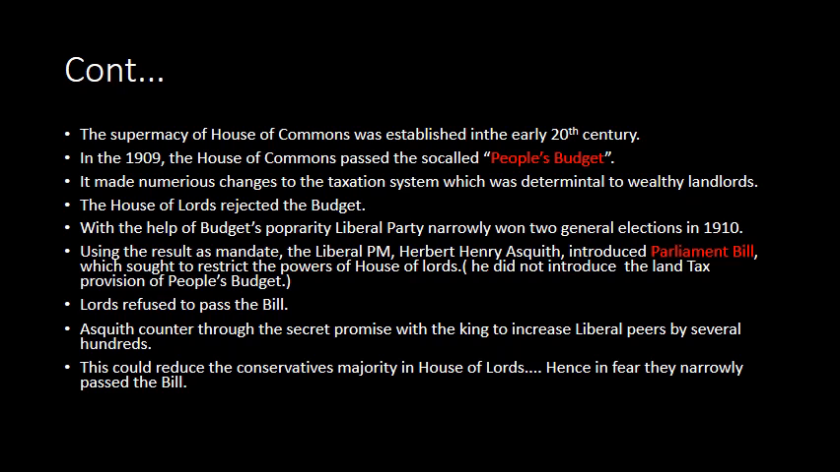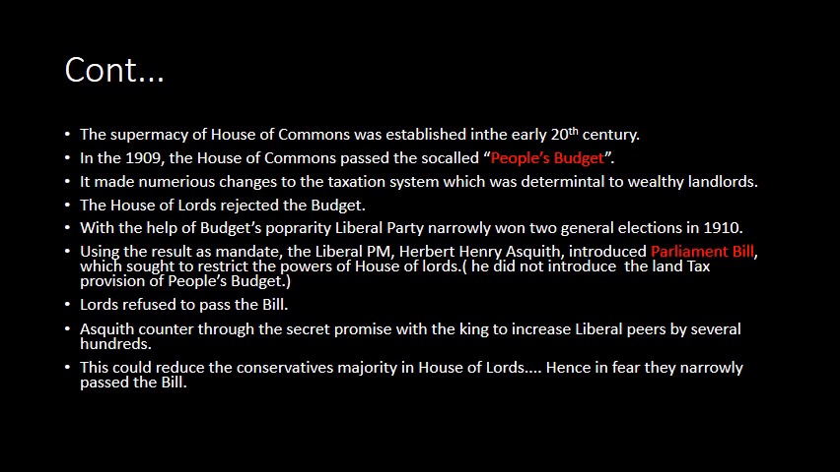This budget became very popular with the public because it was good for common people. With this popularity of the budget, the Liberal Party narrowly won two general elections in 1910. And using the result of the elections as a mandate, the Liberal Prime Minister of that time, Herbert Henry Asquith, introduced another bill called the Parliament Bill. This Parliament Bill sought to restrict the powers of the House of Lords. It reduces the powers of the House of Lords.